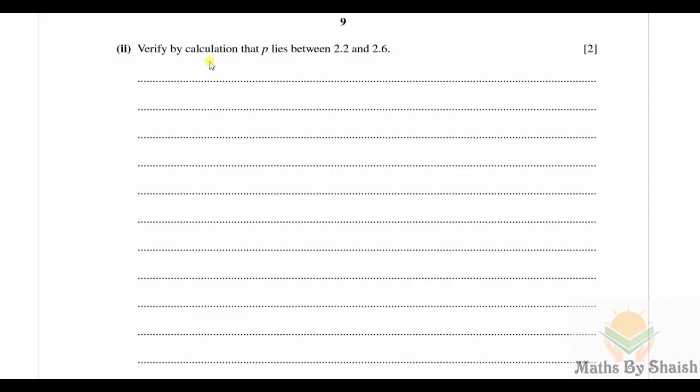Second part, verify by calculation that p lies between 2.2 and 2.6. So we have an equation from the first part which p satisfies, so we'll write it, and that is ln x minus 1 is equal to 1 upon 2 times x minus 1. This was an equation and p satisfies this because we got this equation by making dy over dx equal to 0, that is at a stationary point, and at a stationary point x is equal to p, so it satisfies it.